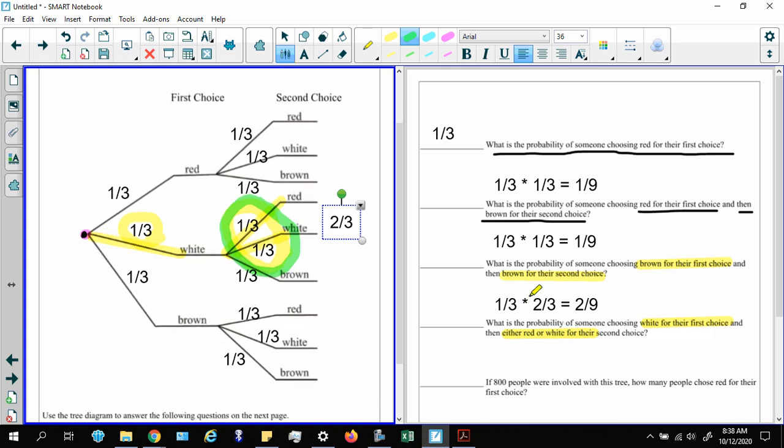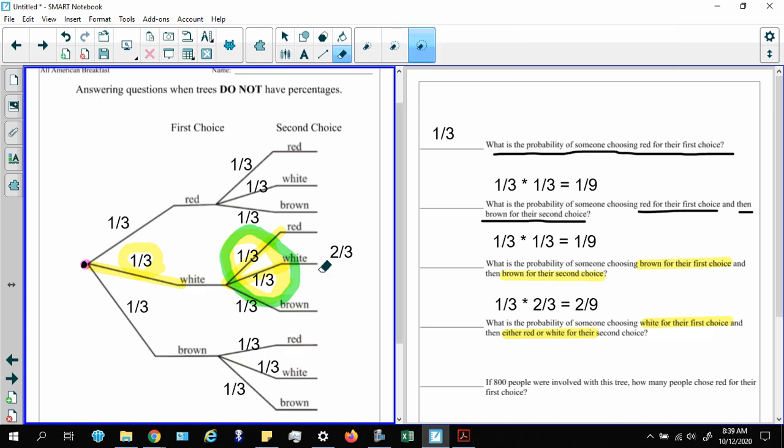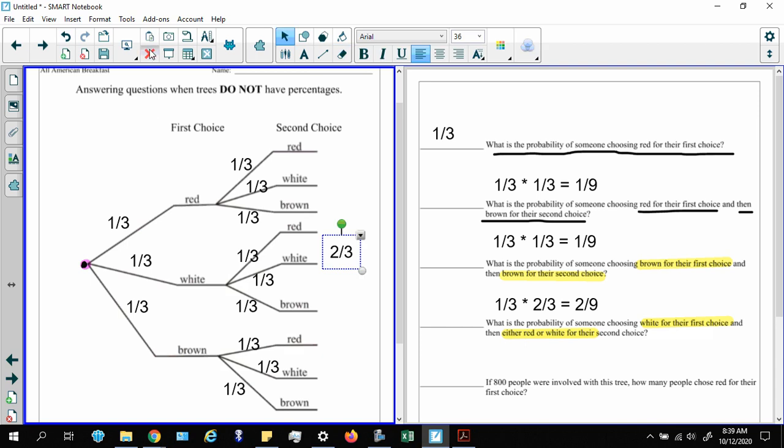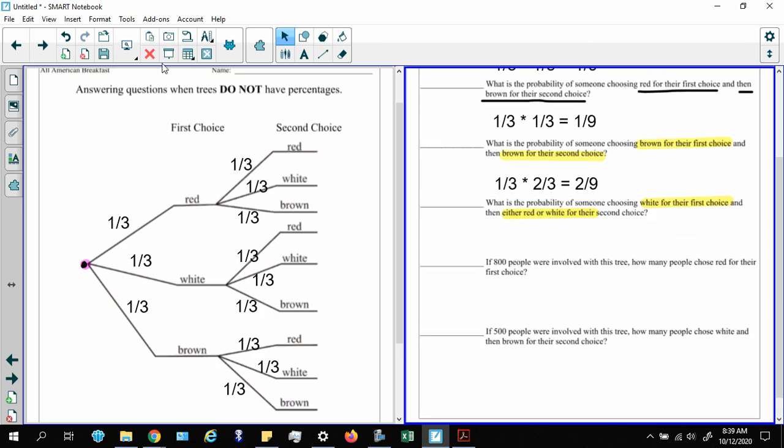Now, for this question here, if 800 people were involved in the tree, how many people would choose red for their first choice? Okay. Now, let's clean this up a little bit. All right, let's get rid of that 2 out of 3. No sense confusing us any more than we already are, right? All right. Now, if 800 people, how many people would choose red for their first choice? So all we're looking for is red as your first choice.